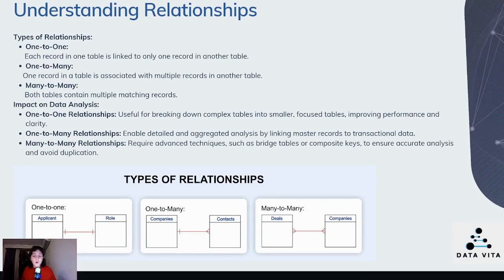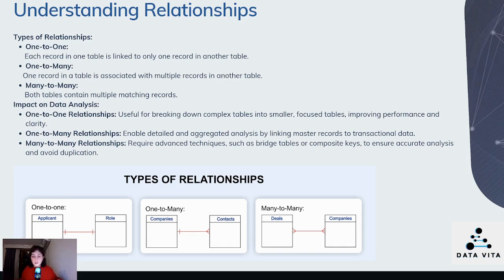Creating relationships in Power BI allows us to combine data from multiple tables and analyze it as unified datasets. We have 3 main types of relationships: one-to-one relationships, one-to-many relationships, and many-to-many relationships. In one-to-one relationships, each record in one table is linked to exactly one record in another table. It is useful when we need to connect one record to exactly one other record.